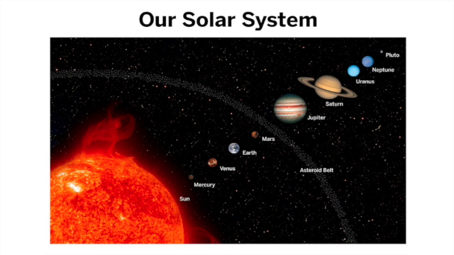So take a quick look at our solar system. As you can see, we are located third from the sun. There's the sun, and then we have Mercury, Venus, Earth, Mars, Jupiter, Saturn, Uranus, Neptune, and Pluto.